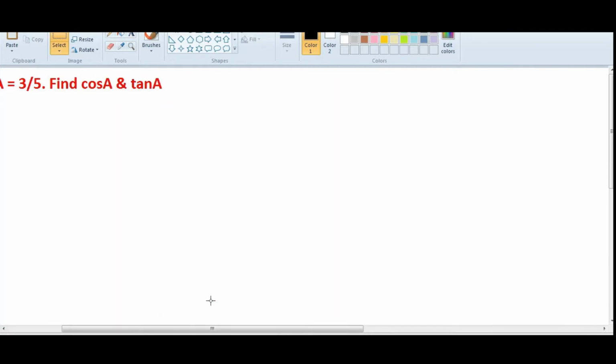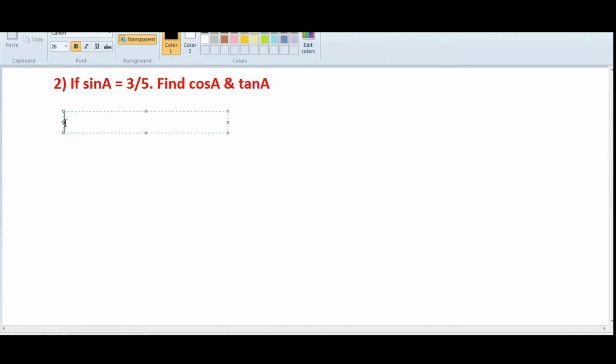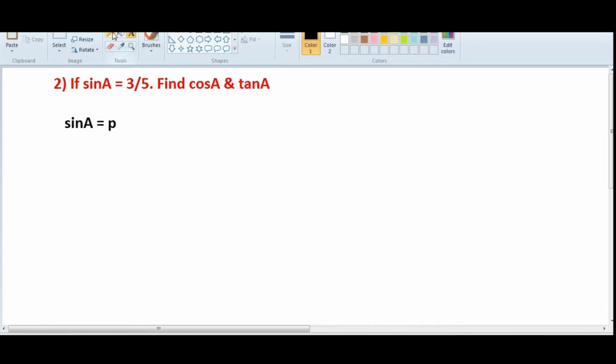Let's move to the second problem over here. You can see that sine A is given as 3 by 5. We have to find the value of cos A and tan A. So, what is sine A? It's perpendicular by hypotenuse, and its value is given in the ratio of 3 by 5.